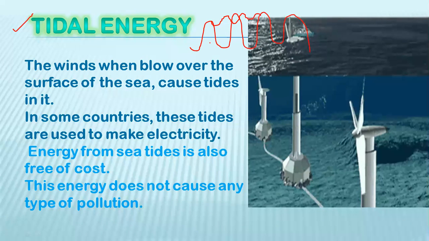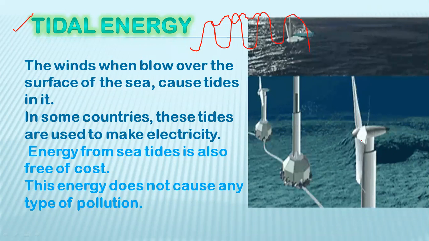These tides have great pressure, great force in them. By using that great force, we can produce electricity. That is called tidal energy. The energy, the electricity which is produced by the tides of that water. So when winds blow over the surface of the sea, it causes tides in it. In some countries, like in European countries, these tides are used to make electricity.